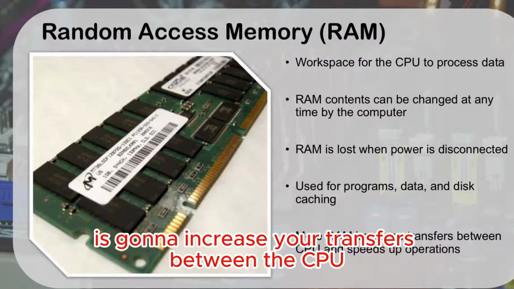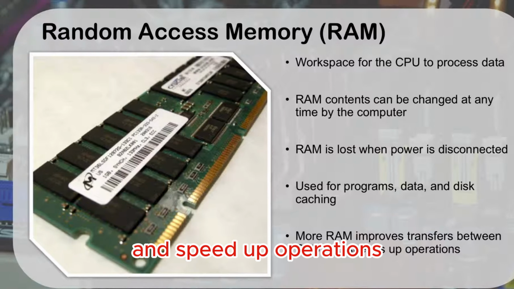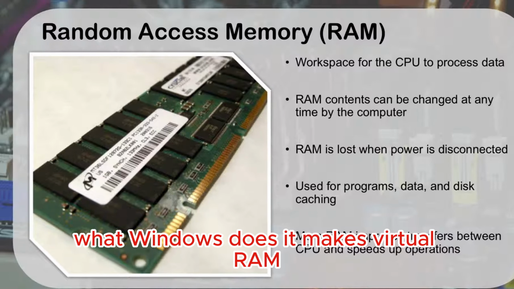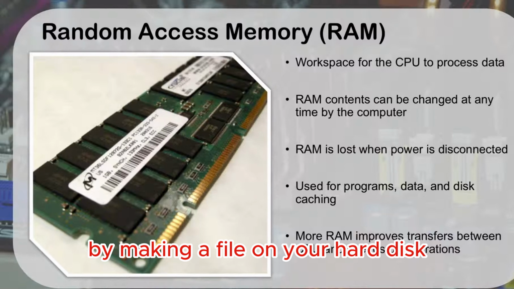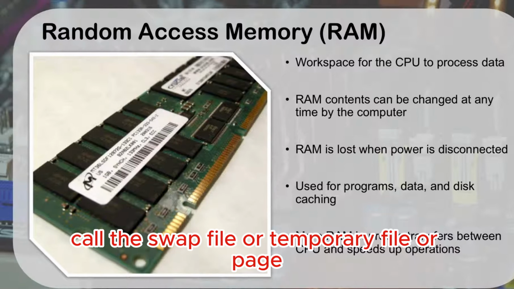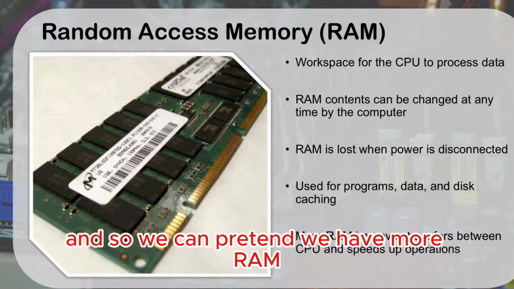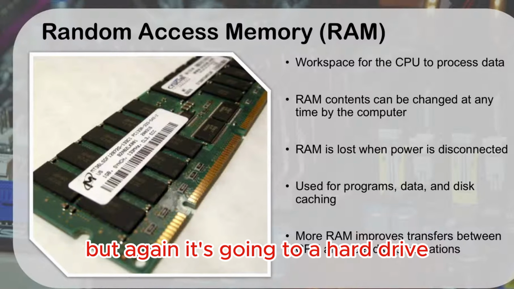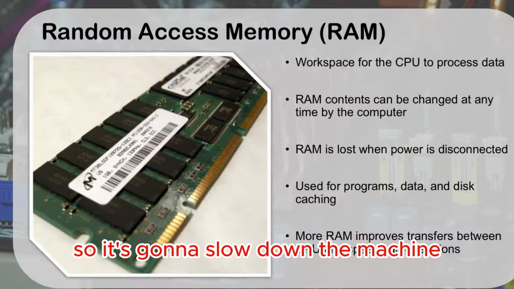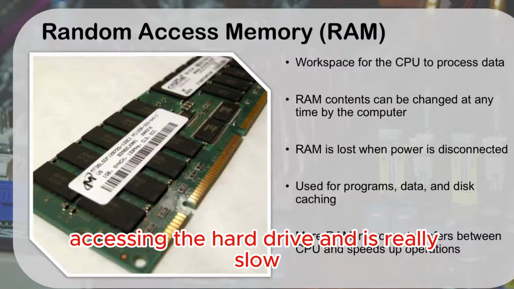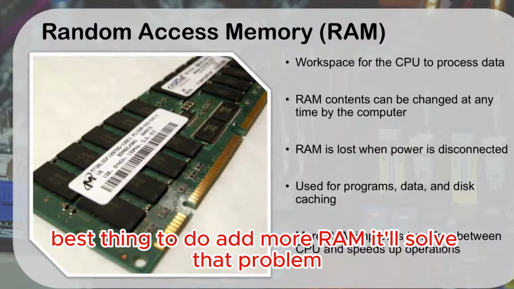More RAM is going to increase your transfers between the CPU and speed up operations. Because if you don't have enough RAM, what Windows does is it makes virtual RAM by making a file on your hard disk called a swap file or temporary file. Or page file, in Windows we call it a page file, in Linux we call it a swap file. And so we can pretend we have more RAM, but again, it's going to a hard drive, which is a very slow device, so it's going to slow down the machine. So if you have a computer that's constantly accessing the hard drive and is really slow, best thing to do, add more RAM. It'll solve that problem.